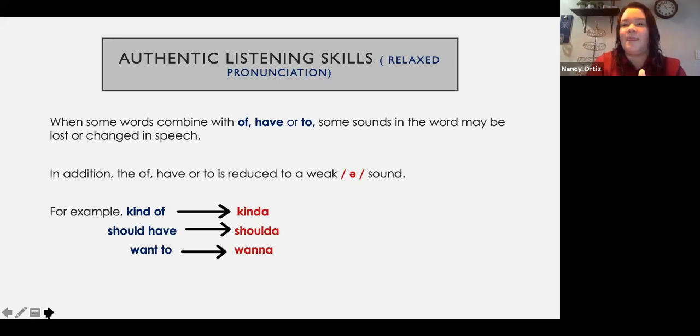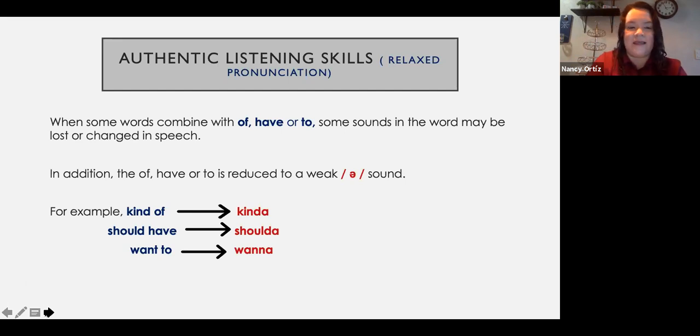Have you ever listened to your students wondering, teacher, so what is wanna? Because they listen to that in songs. Okay, we can explain. It's what happens when American people or people that speak English as a first language combine words. A new sound is created, and it's this one. They can use it for speaking, not for writing. All right. So this for authentic listening skills. We also call it like a relaxed pronunciation. Okay.